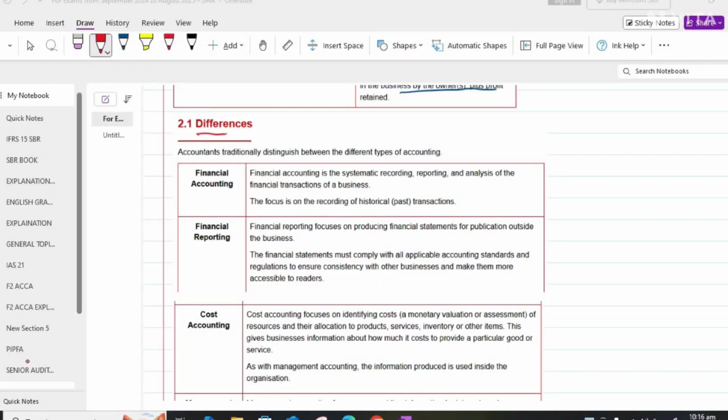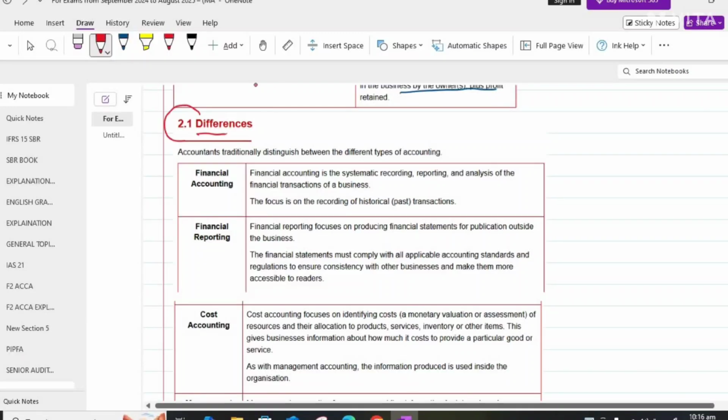Okay, guys, today we have to discuss the differences between financial accounting, financial reporting, and cost accounting. So first we have to understand what financial accounting is, and then we will split this definition and break it down to explain each and every term.